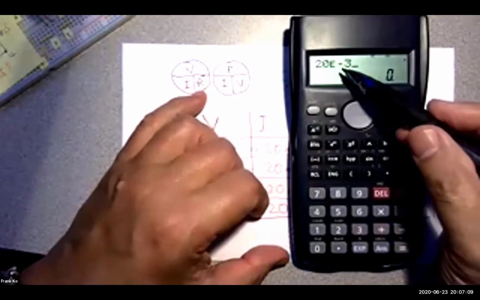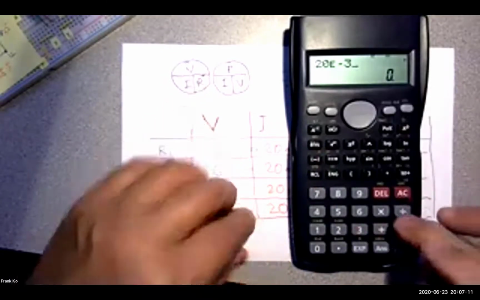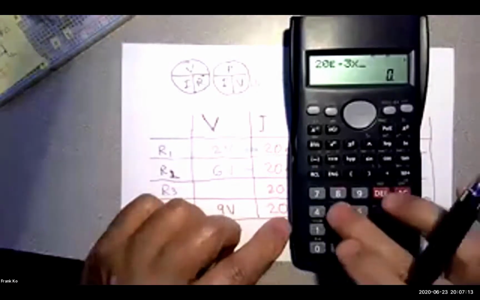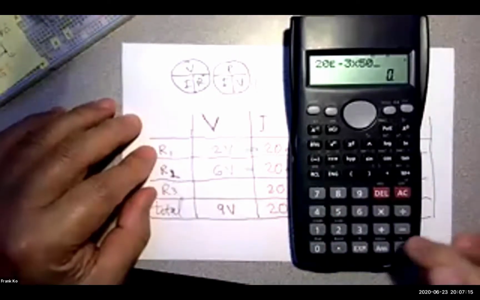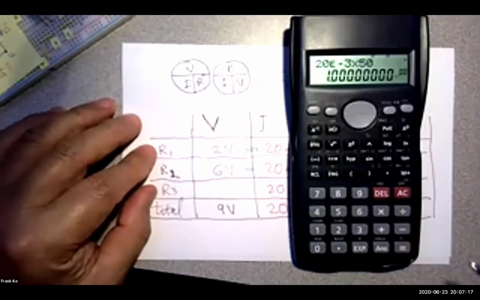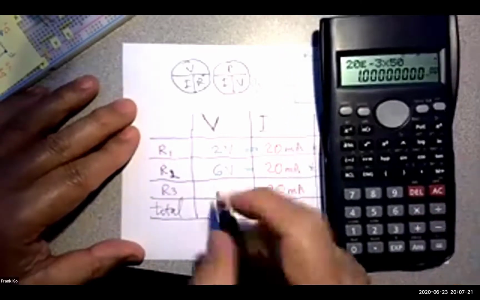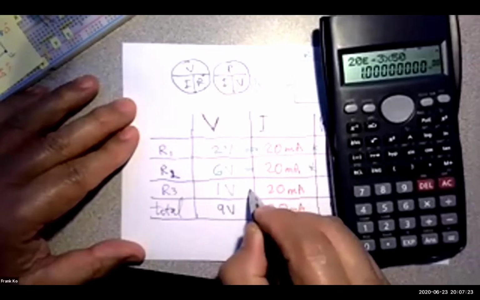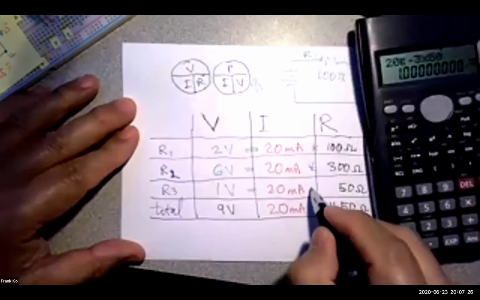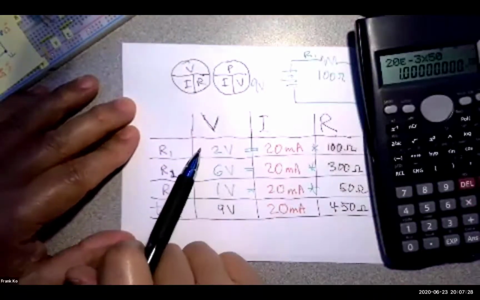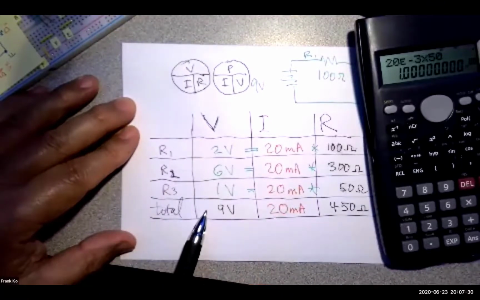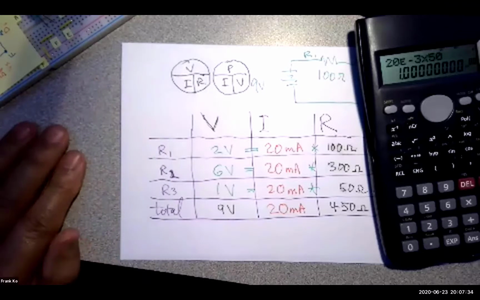So right there's my 20 milli. And I'm now going to multiply this by 50 ohms and hit enter. And I end up with how many volts? 1 volt. We did this earlier with the voltage divider formula. And guess what? Do these 3 voltages in green add up to be the total? The 2 plus the 6 plus the 1 adds up here. We're really happy right now.